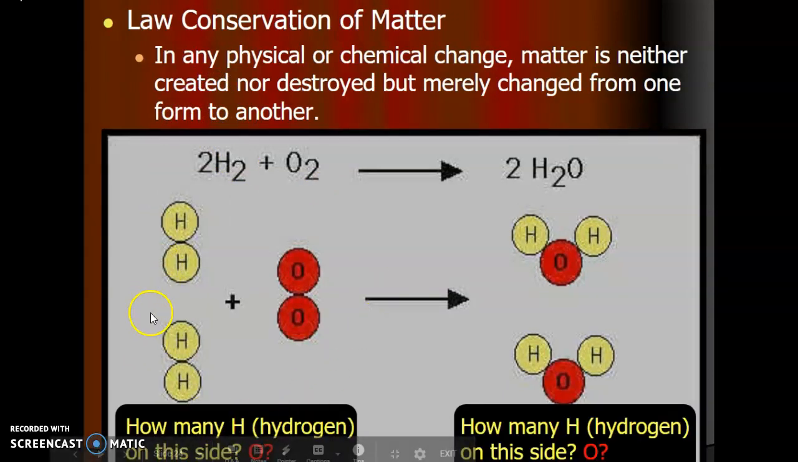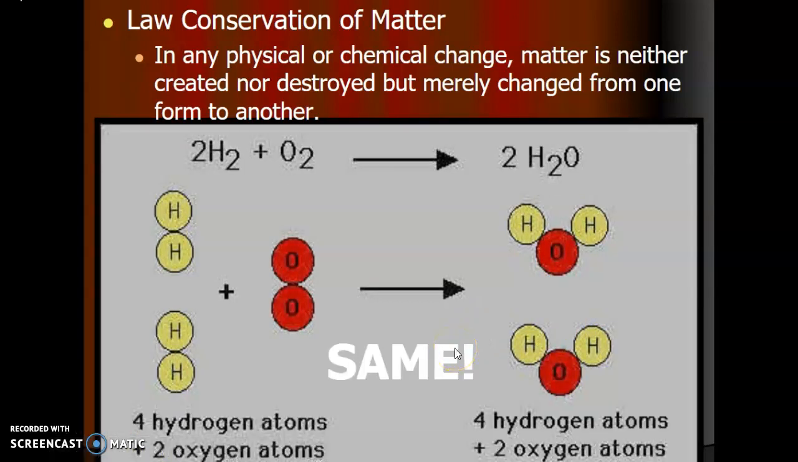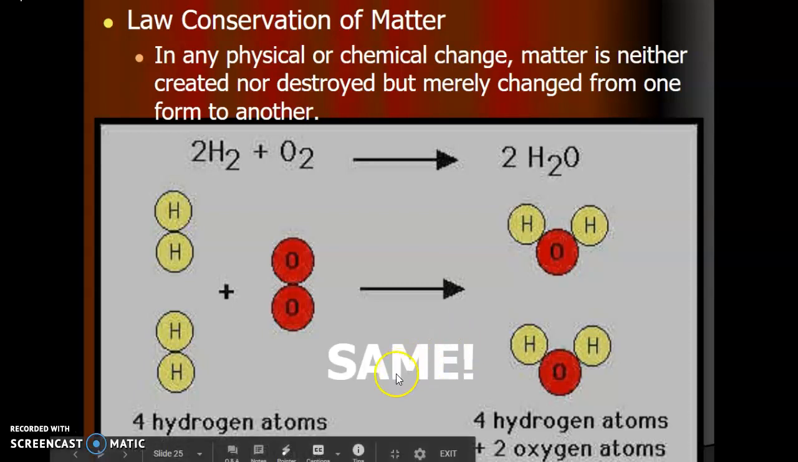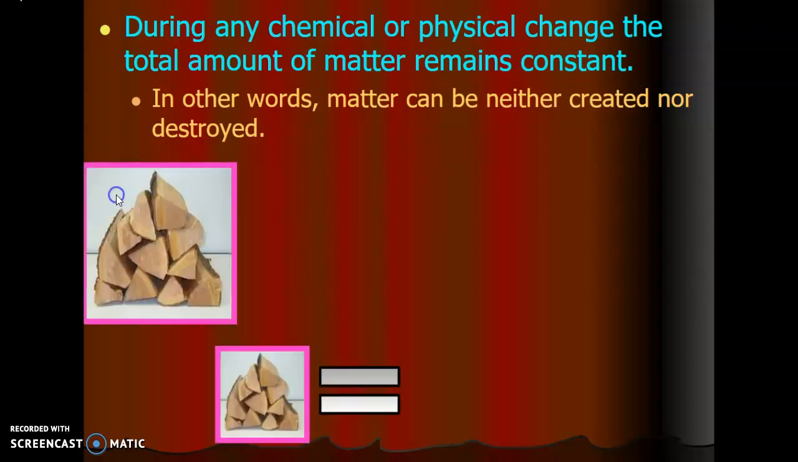So if we look on this side here, how many hydrogen are on this side? We have 1, 2, 3, 4. How many oxygen? I see 1, 2. Then if we look at the other side, how many hydrogen atoms do we have? 1, 2, 3, 4. How many oxygen atoms? 1 and 2. So we can see that we still have the same exact atoms as what we started with. It simply has changed form. So during any chemical or physical change, the total amount of matter is going to remain constant. In other words, matter cannot be created and it cannot be destroyed.